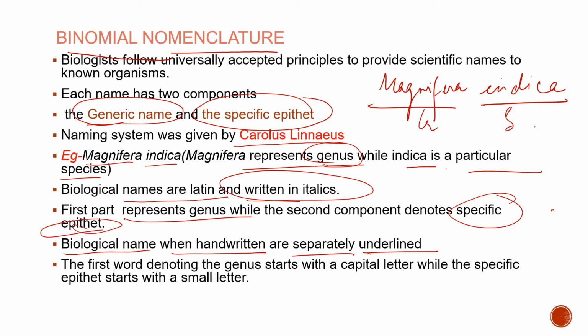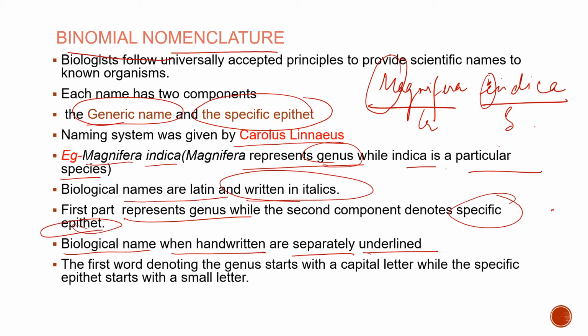Now the first word denoting the genus always starts with a capital letter, and the specific epithet starts with a small letter. This indica, you can't write indica in capital letter. It will be wrong. So we should write indica in small letter, Mangifera in capital letter. So these are the basic rules of writing binomial nomenclature. Two names: first is the genus, second is the epithet.